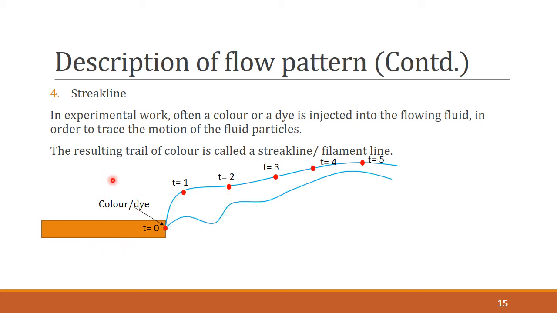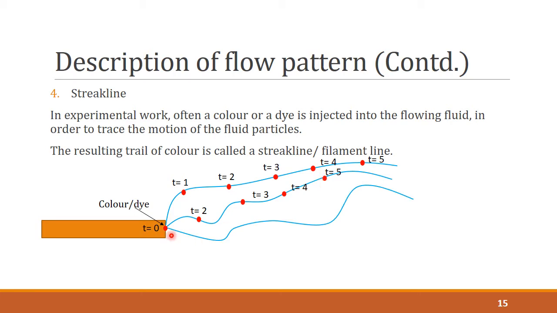Now the second particle passes through the pipe. Let us say that the second particle is behind the first particle and reaches the color or the dye at t equal to 1. That is, when the first particle is over here, the second particle reaches the color. Then at t equal to 2, the particle is over here. t equal to 3, over here. t equal to 4, over here. At t equal to 5, over here, so on and so forth.